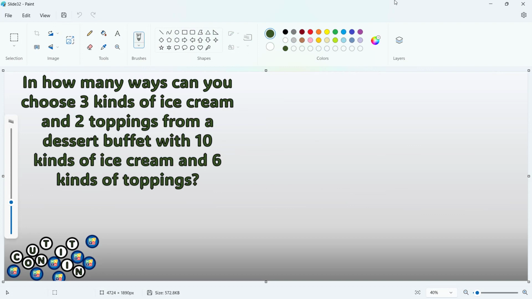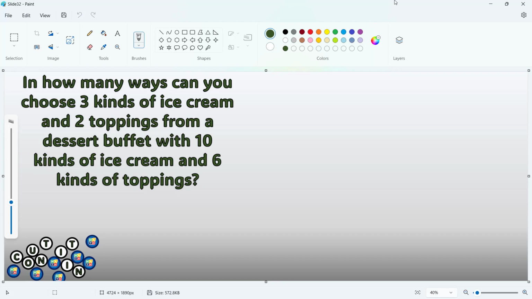In how many ways can you choose 3 kinds of ice cream and 2 toppings from a dessert buffet with 10 kinds of ice cream and 6 kinds of toppings? Here, this is under the concept of combination because we are selecting 3 kinds of ice cream from 10 kinds of ice cream and 2 toppings from the 6 kinds.